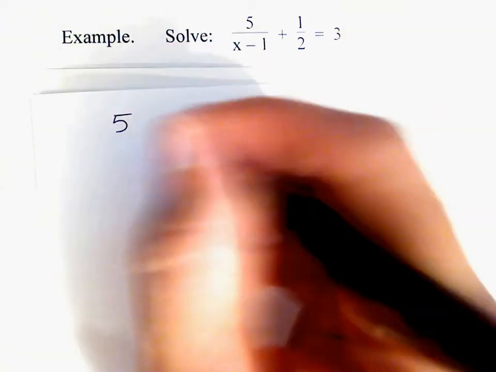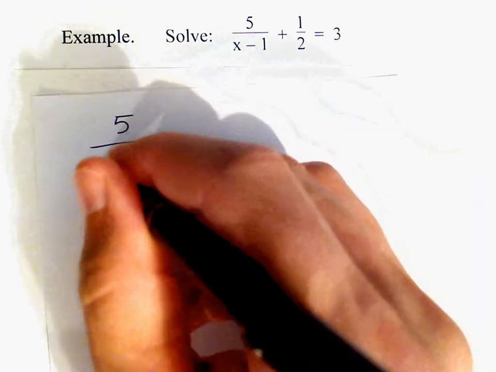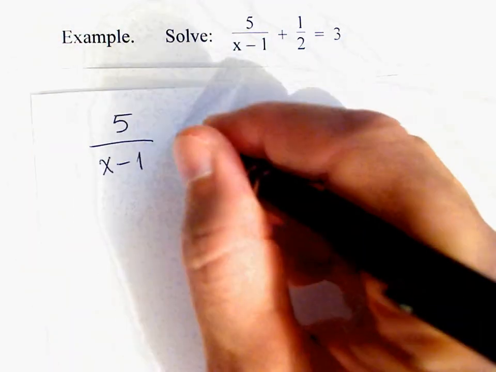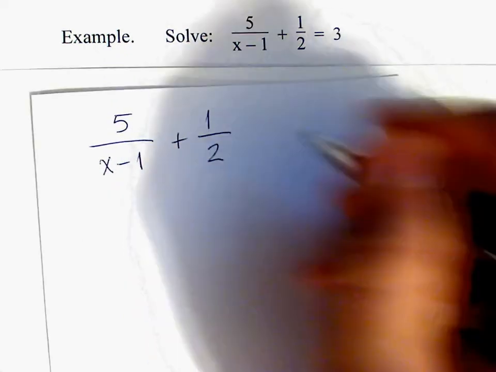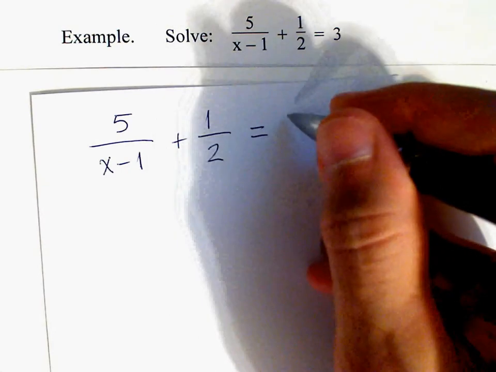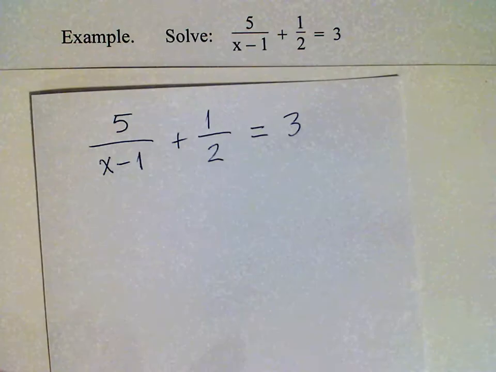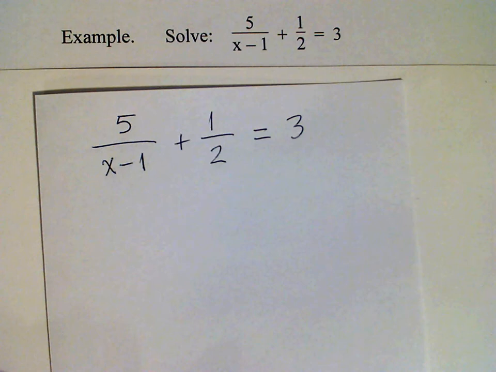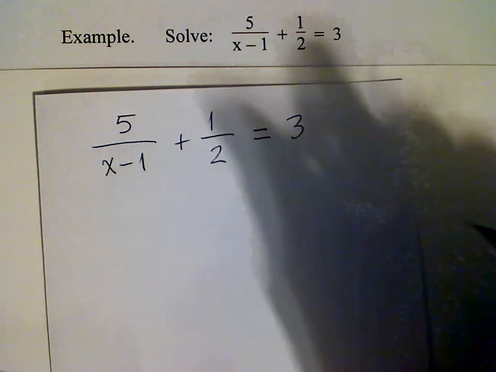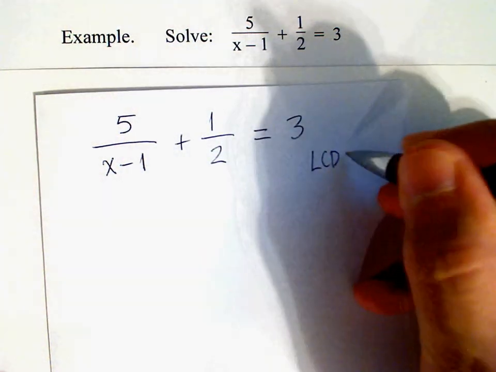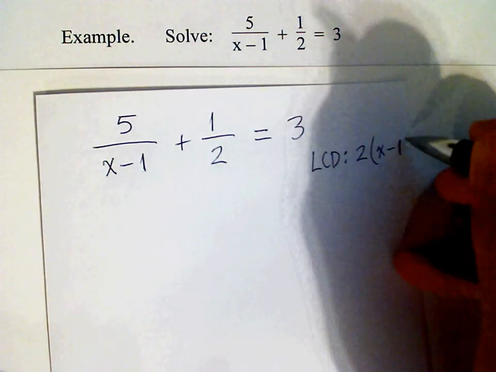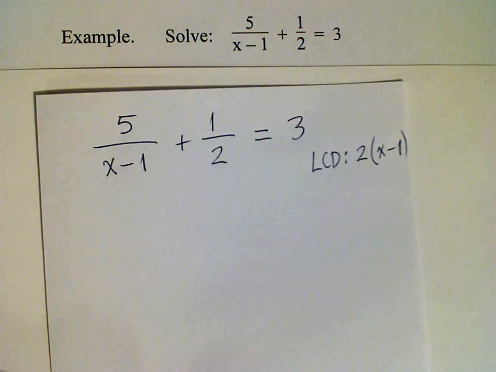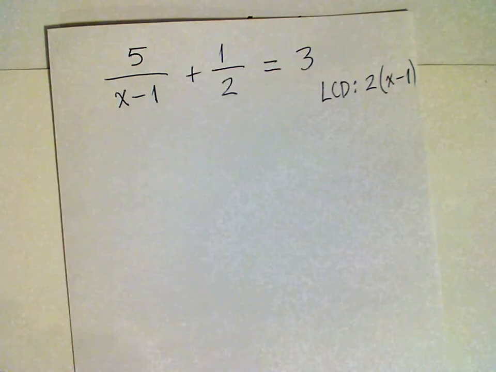This fractional equation, we have 5 over x minus 1 plus 1/2 is equal to 3. So in this particular case, we see that the LCD is going to be 2 times x minus 1. So let's multiply now by that LCD.